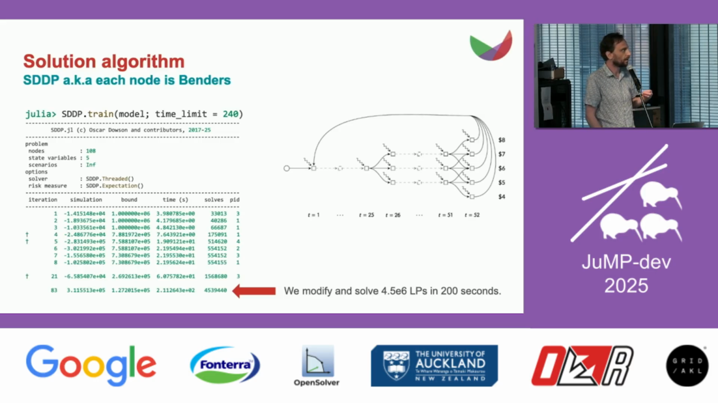And effectively, this is my cow model. In 200 seconds, we solved about 4.5 million LPs. So we're solving lots and lots and lots of LPs. We're modifying things, we're adding new rows, we're updating them, we're resolving. And so JuMP was really useful to be able to write these kinds of decomposition algorithms where we're walking over lots of different LPs, modifying them and resolving them.